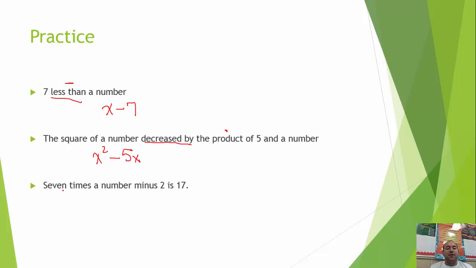The last one, 7 times a number minus 2 is 17. This is nice. We can go right from left to right. 7 times, so multiplication, a number minus 2 is, there's that is again, is equals 17. So 7x minus 2 equals 17 is the equation that corresponds to that statement.